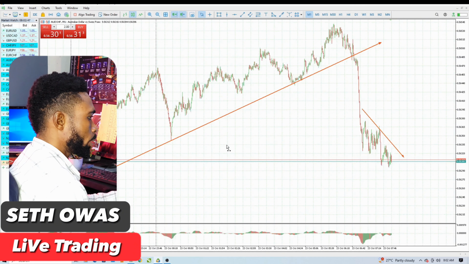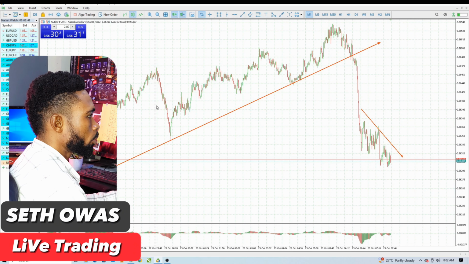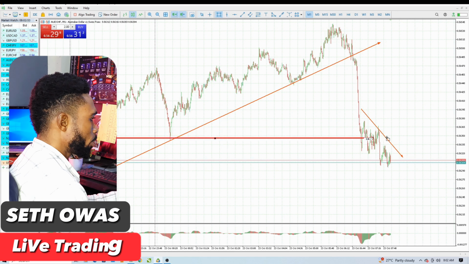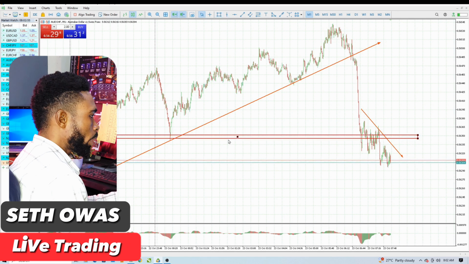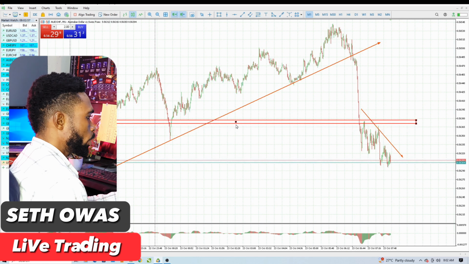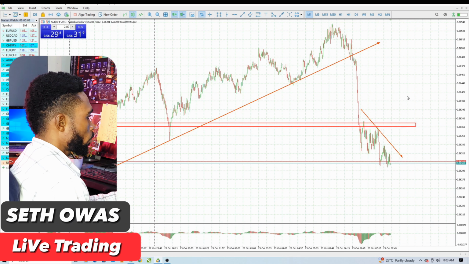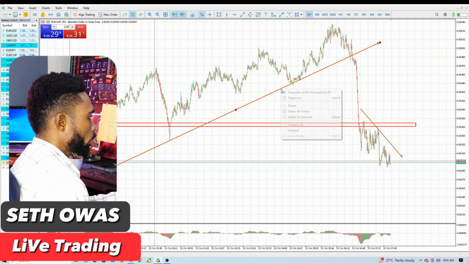What else do I see, guys? What else can you see? You can also see that there's a support zone here. Can you see? There's a support zone here. That's why when the market came and hit, now it's reversing. So there's a strong support zone here. So let me delete this one.